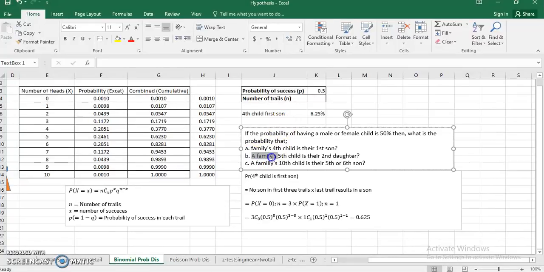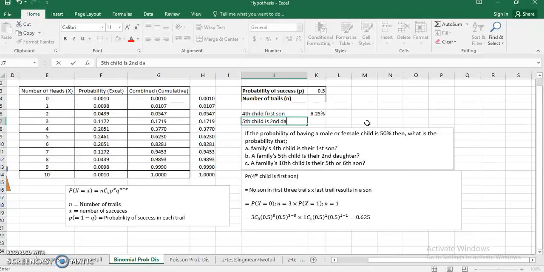Now I'm going to calculate the second part, where it says a family's fifth child is their second daughter. So fifth child is second daughter.